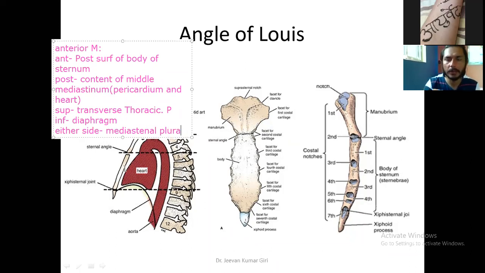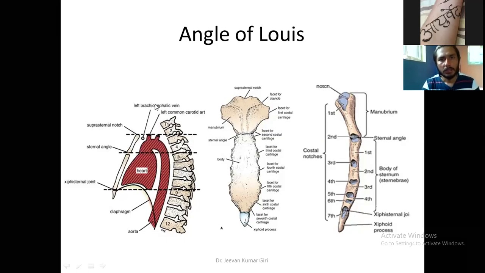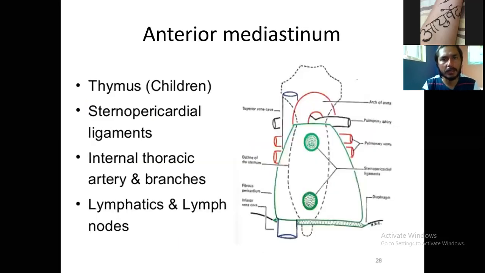Now we'll go for the contents. Boundary is clear. If you remember the picture, you can write. Now what may be the major content? There is no viscera there. You will just see some areolar tissue, you will see the ligaments, some vessels, and some lymph nodes.